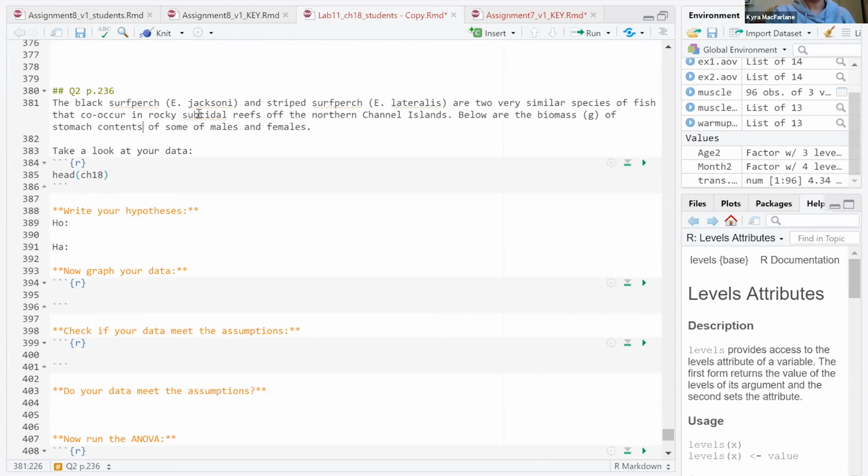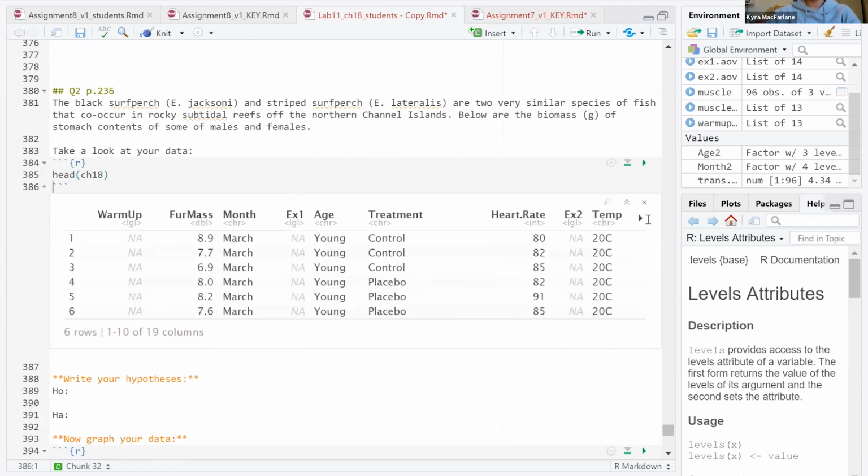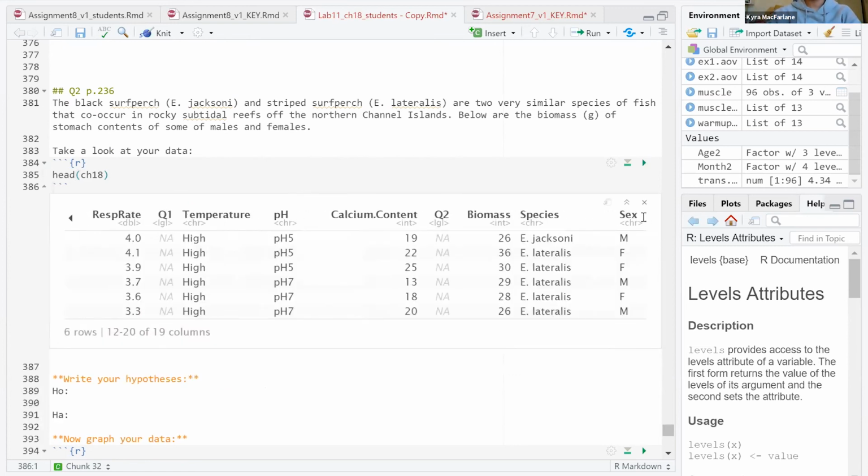So the black surf perch, E. jacksoni, and striped surf perch, E. lateralis, are two very similar species of fish that co-occur in rocky subtidal reefs off the northern Channel Islands. Below are the biomass of stomach contents of some males and females. So let's look at the data. So we've got question 2, biomass, species, and sex. So species and sex are two factors.